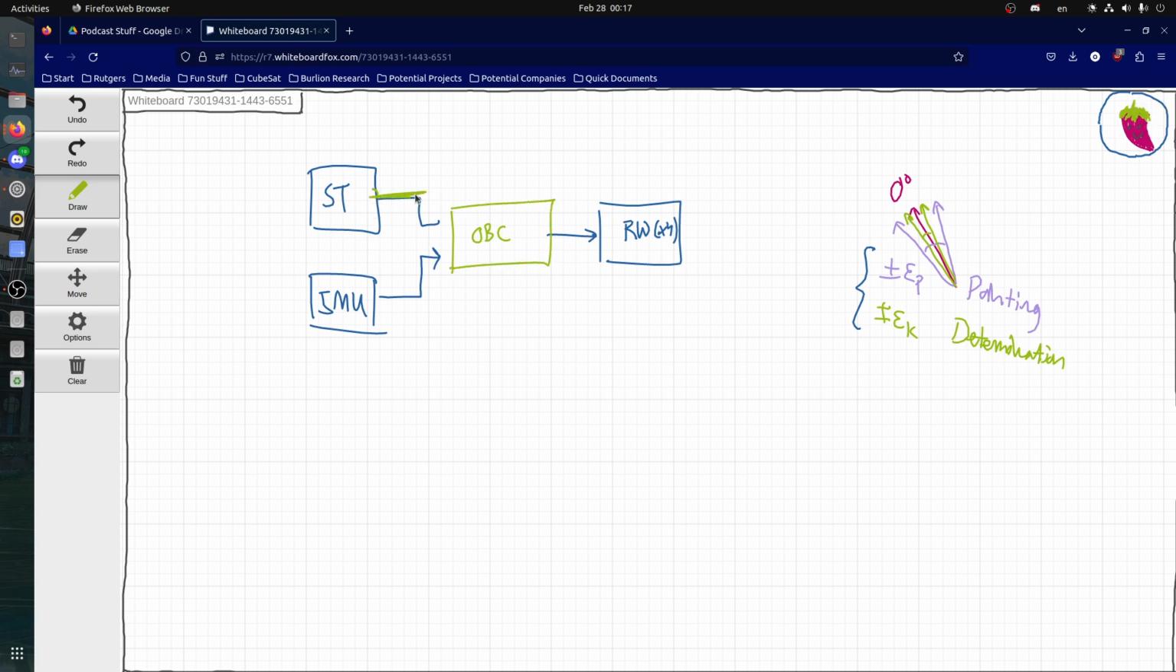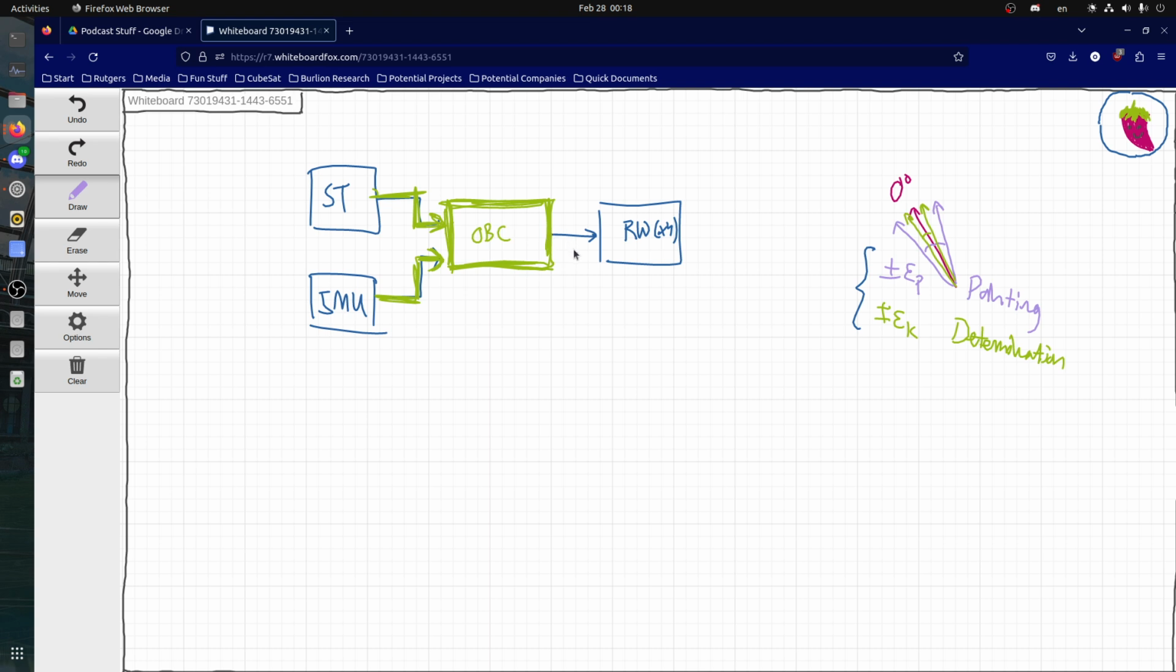Okay. Your determination errors usually come from your star tracker inaccuracy, your IMU inaccuracy, how good your filtering algorithms are, how slow your OBC is. What's the time delay between these? These right here are all the sources for your pointing knowledge error.